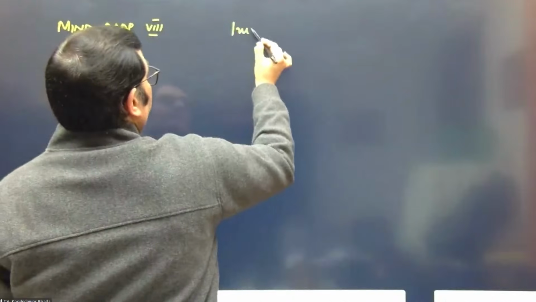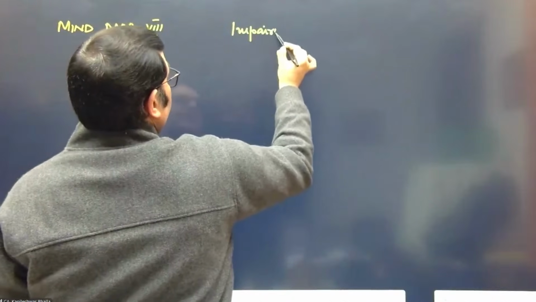Okay, so mind map number 8. We're going to get 9 mind maps. I think last class also gave you 9 mind maps. If I remember, 9 plus 9 makes it 18. So you've got extensive mind maps to make your revisions. Okay, so let's talk about the impairment of financial assets.